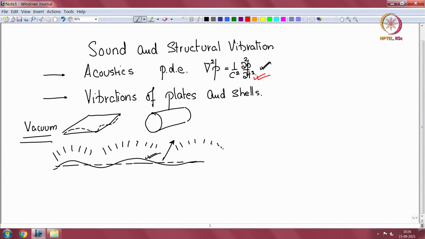So, which means what? You have to deal with the structural equation, the structural vibration equation, and you have to deal with the acoustic wave equation, and the coupling between the two.